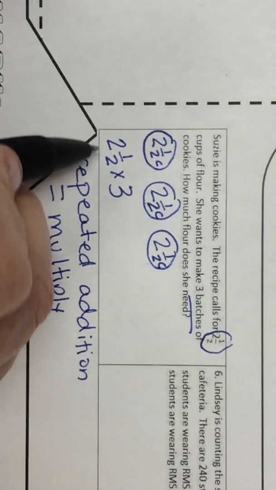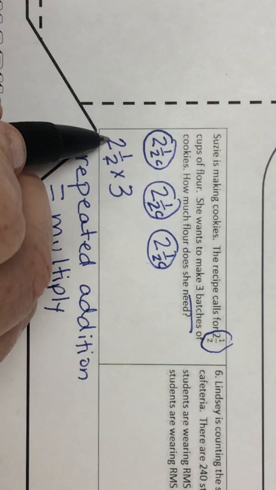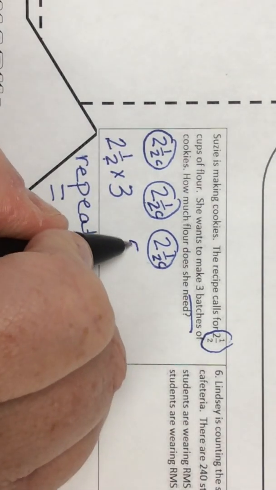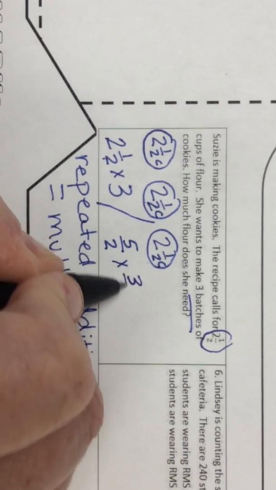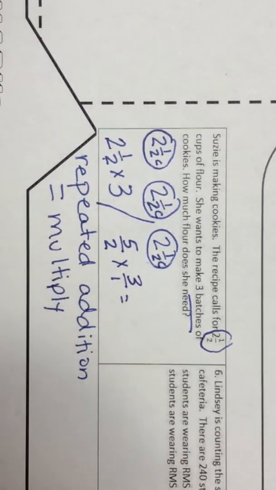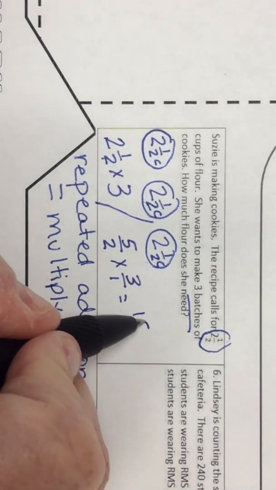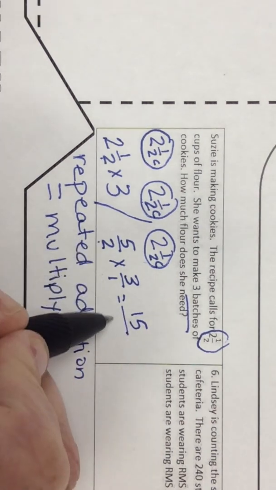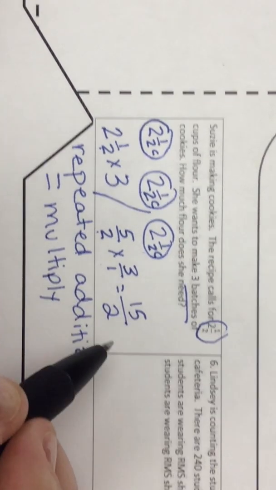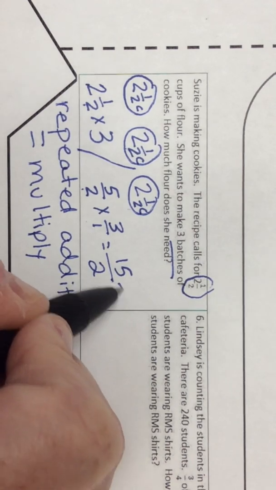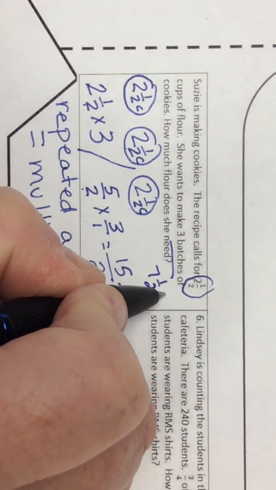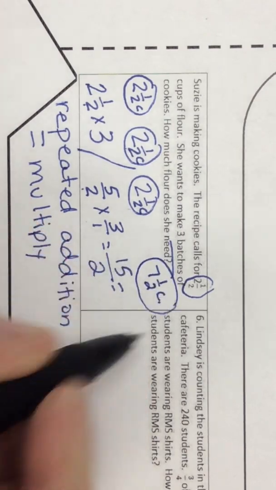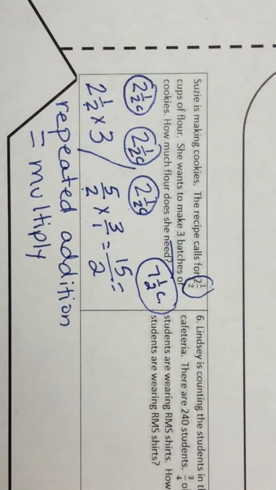Now, I need to make them improper, right? So 2 times 2 is 4, plus 1 is 5 halves times 3 over 1. Okay, 5 times 3 is 15. 2 times 1 is 2. 15 halves, you're going to run out of room, but you'll need to divide, is the same thing as 7½ cups. 15 divided by 2 is going to give you 7½, okay?